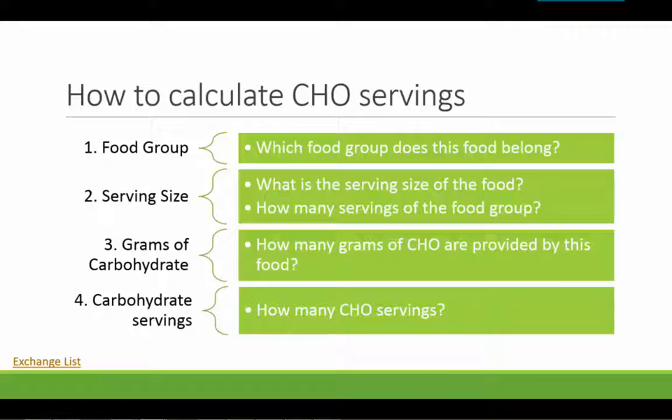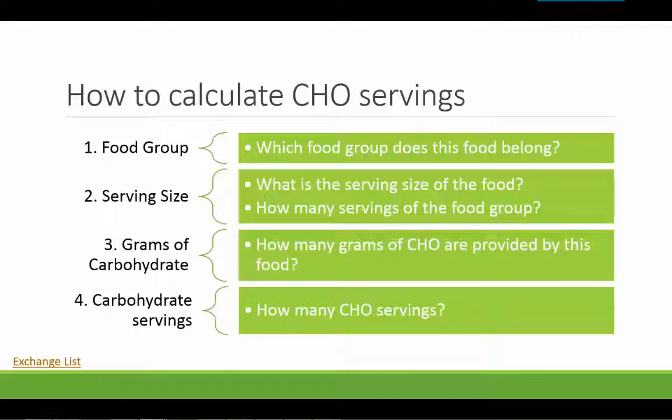Eventually, you will skip most of the steps. But for this case study project, I want you to identify all steps to ensure you know how to do it correctly. So the first step to calculating carb servings is to identify the food group. For instance, if we were trying to determine the carb servings for 1 1/4 cup strawberries, we would first identify the food group. That's easy.